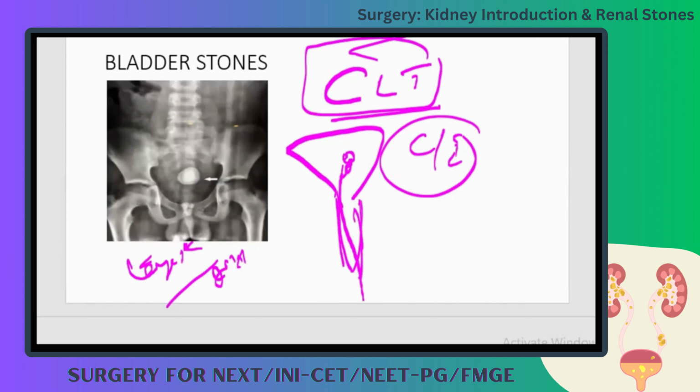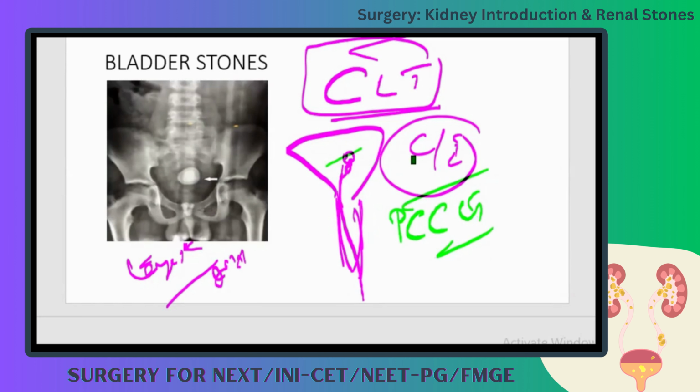So in such cases, what will you do? Suprapubic surgery. That is nothing but you do PCCLT. It is percutaneous cystolithotripsy. You put a small hole near the bladder, put the scope inside and fragment the stone.